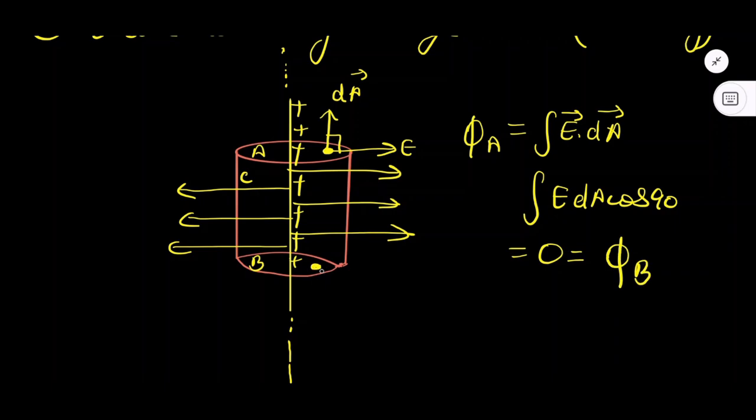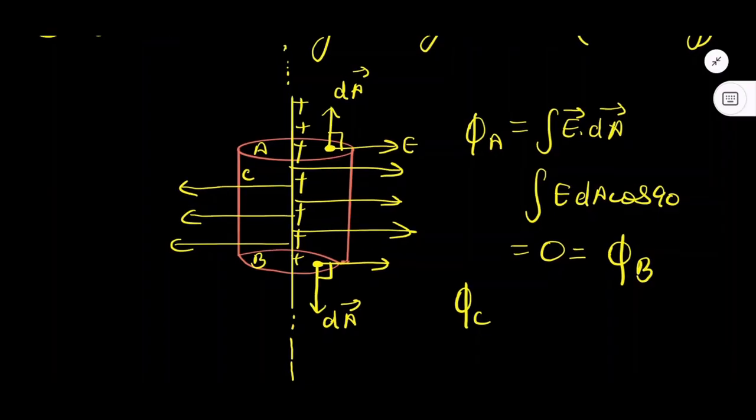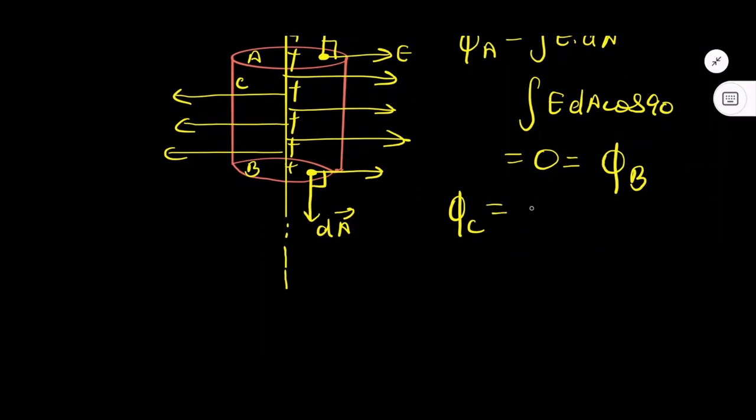If I draw the area element here, a small element, the electric field will be in this direction, while the area vector direction will be outward normal. Again the angle between the two will be 90 degree, right? So the flux for the two will be 0. Now we have to calculate the flux for the curved surface C. So this is the curved surface, so the flux will be E dot dA. Again we'll write this formula, and the electric field we can take out of the integration since it is uniform in nature, so it will be E dA, right?